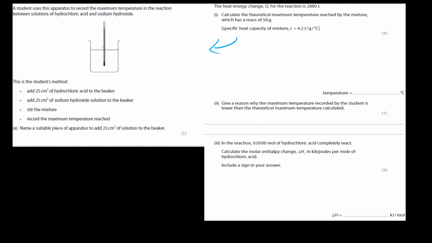A student uses apparatus to record the maximum temperature in the reaction between solutions of NaCl and NaOH. Of course, this is a neutralization reaction. We have the following values, and they're asking you to name a suitable piece of apparatus to add 25 centimeters cubed of solution to the beaker. Has anyone got any idea? What's the answer to this?